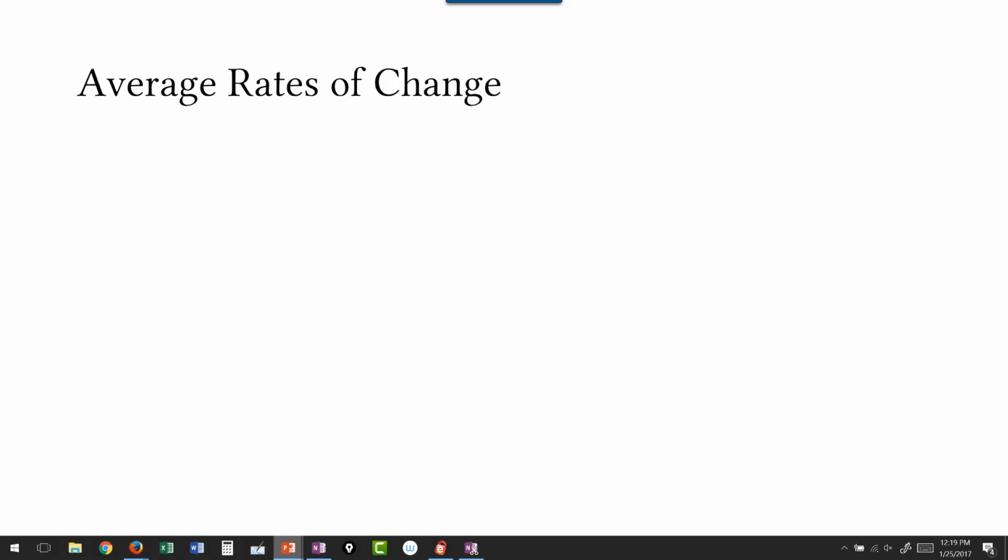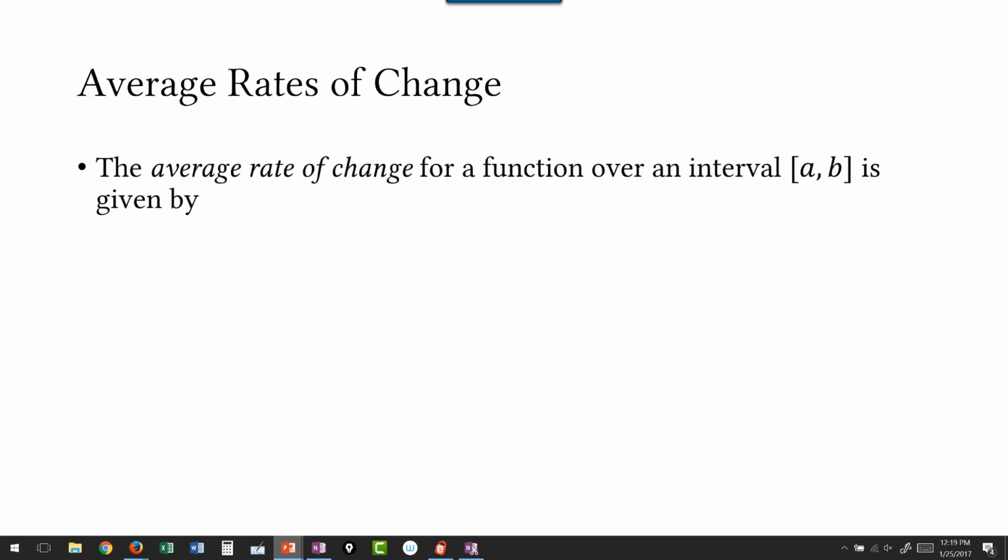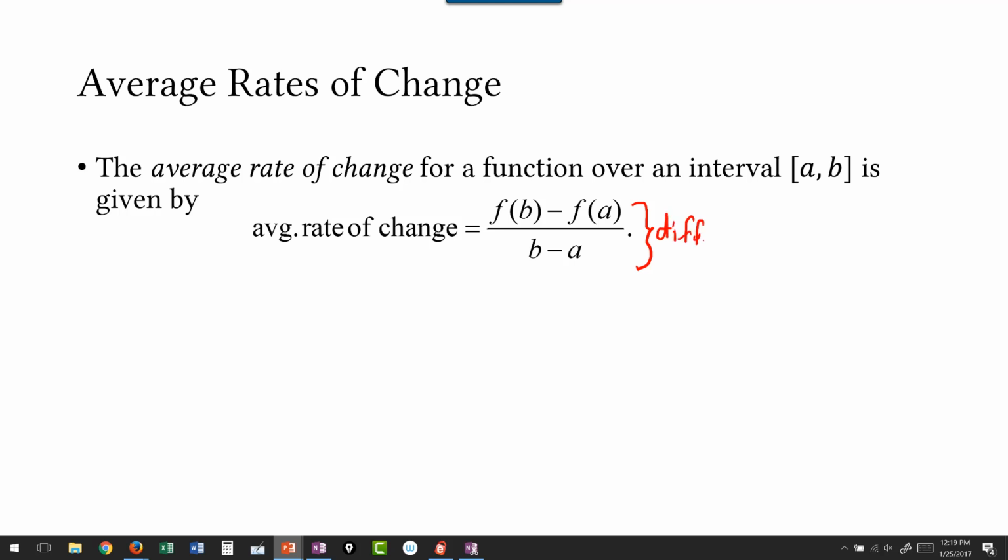So one of the first things we talked about in Cal 1 were average rates of change for a function. So the idea is that if you have a function over an interval a to b, then the average rate of change will be f of b minus f of a over b minus a. So what we have is a quotient of two differences. In the numerator, we have the difference of function values, and in the denominator, the difference in x values. And for that reason, we often call this a difference quotient.